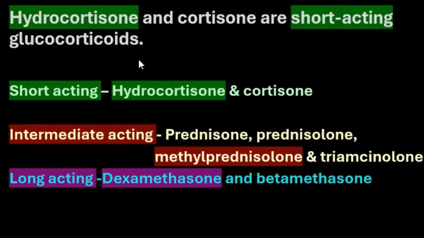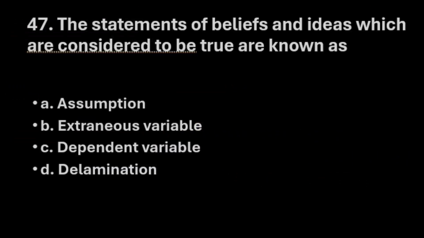Let us see the categories. Hydrocortisone is a short-acting glucocorticoid. Hydrocortisone and cortisone are short-acting. Intermediate-acting are prednisolone, methylprednisolone and triamcinolone. Then long-acting are dexamethasone and betamethasone. So, the important drug in the short-acting category is hydrocortisone. Important in the intermediate category is methylprednisolone, and important in the long-acting category are dexamethasone and betamethasone.